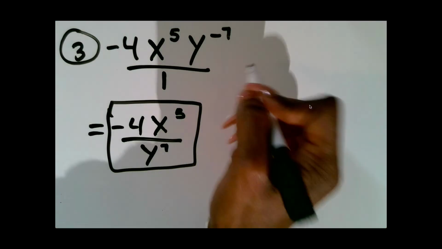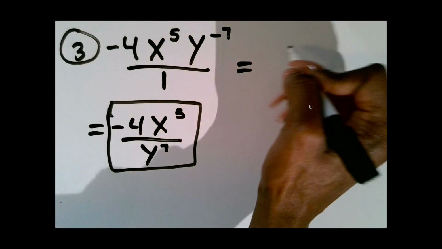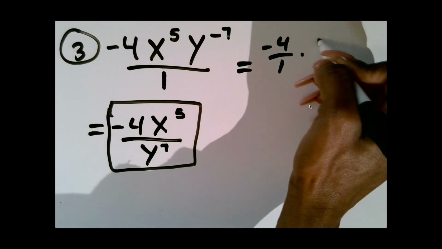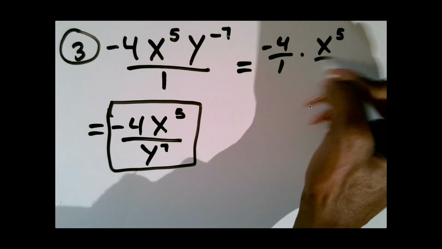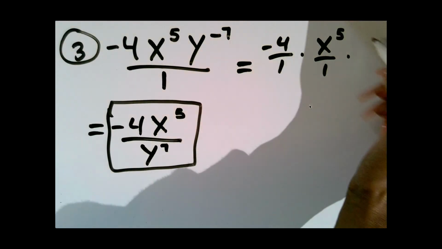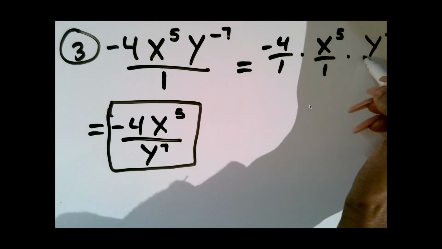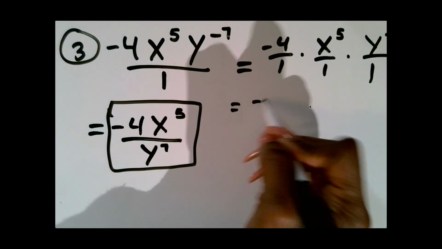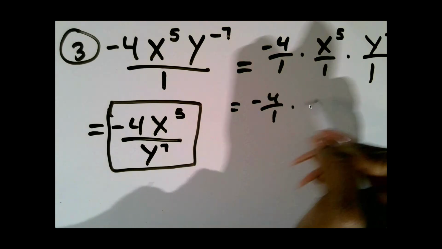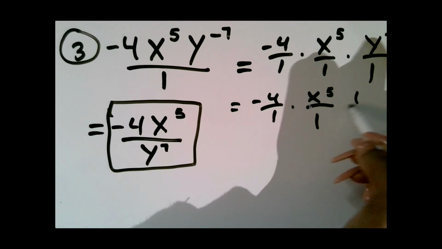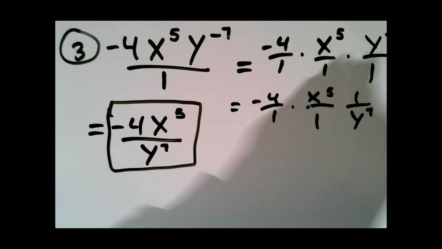If I wanted to break this apart just so that you understand exactly what's going on, I have negative 4 over 1 times x to the 5th over 1 times, I need to flip this, right? This is y to the negative 7 over 1, but I'm going to have to flip it. This negative 4 is good to stay over 1, the x to the 5th is good to stay over 1, but this y has to be flipped and it becomes a part of the denominator.